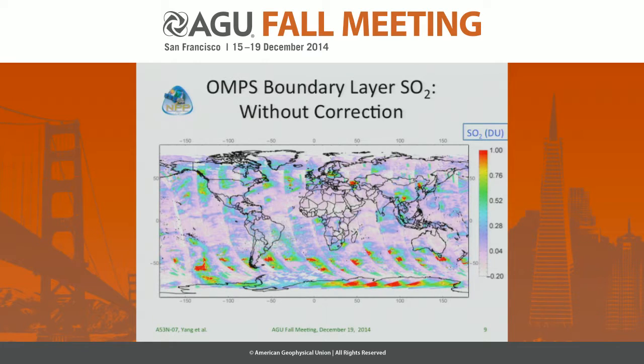Here's an example for SO2, and this is without any correction. You can see there are a lot of artifacts, and these artifacts are related to the cloud. As you have cloud, you have a stronger straight line, and therefore this will correlate with any trace gas absorption, and you will have this kind of spectral interference or artifact in your product.